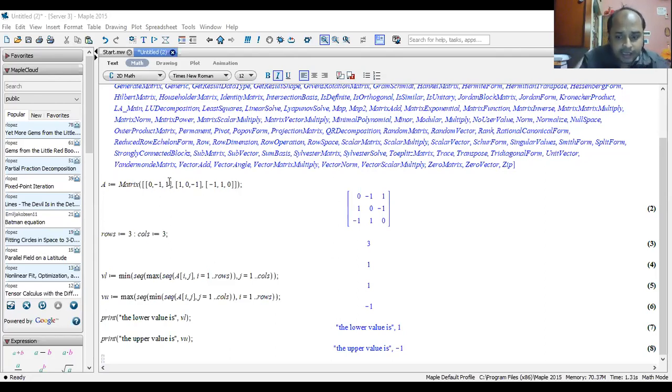Now Anik, tell me, what was the order of the matrix? 3 by 3. What were the values? Row wise: 0, 2, minus 1; 2, 0, 2; minus 2, minus 2, 0; and the third one 2, 1, minus 2, 0.